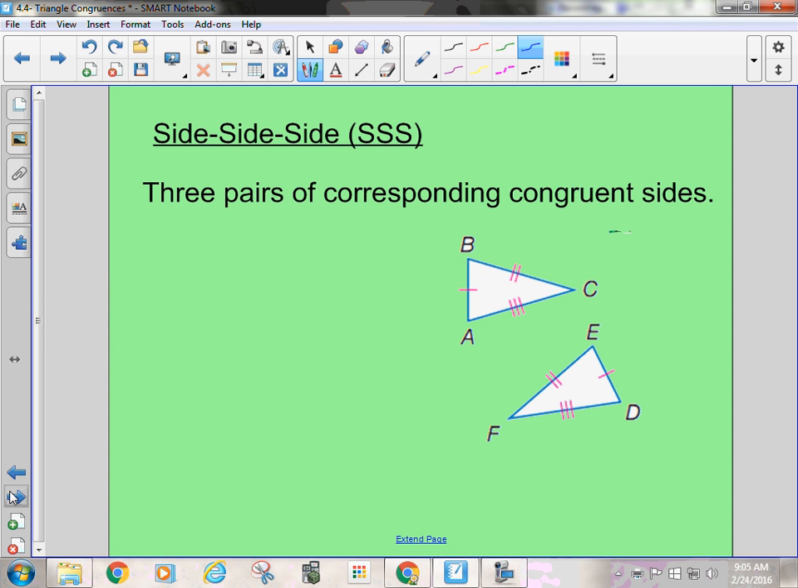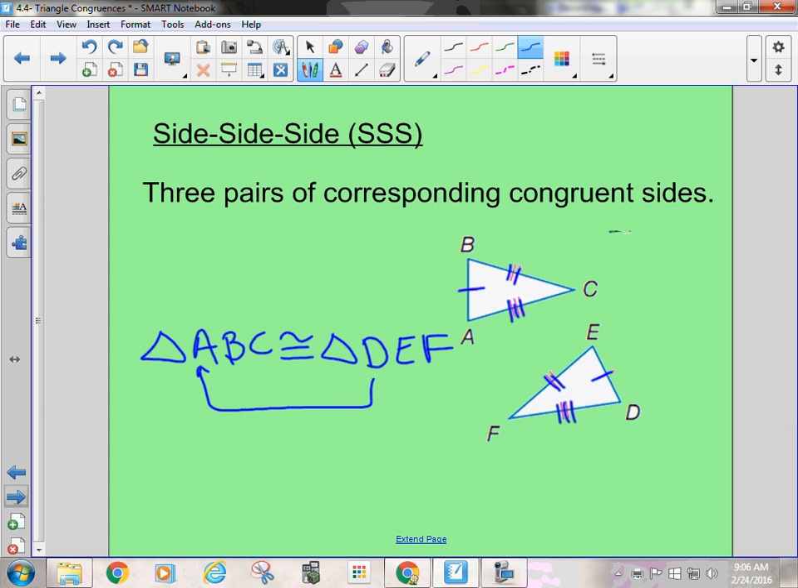Okay, so let's talk about some shortcuts here to help us with congruences. Instead of having to go through and finding 6 sets of congruent things, 3 sets of congruent angles, 3 sets of congruent sides, we can use these triangle congruence shortcuts. If I can prove that 3 pairs of corresponding sides are congruent, I can say my triangles are congruent. So I see here, I have my 3 sides congruent, and then marked here also. So I can use my triangle congruence statement saying triangle ABC is congruent to triangle DEF. Okay, again, remember, they need to match up.